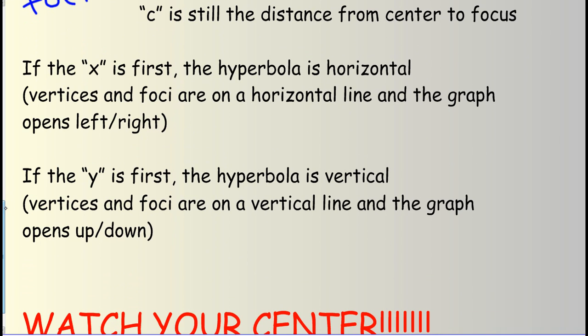If the x is first, then it's horizontal, and your vertices and foci are on a horizontal line, and your graph opens left-right. If y is first, then the hyperbola is vertical. Your vertices and foci are on a vertical line, and the graph opens up and down.